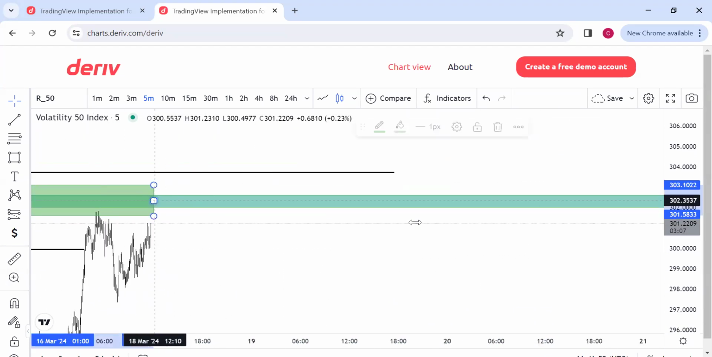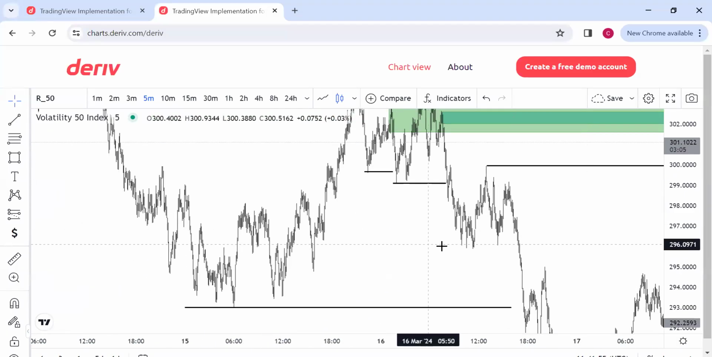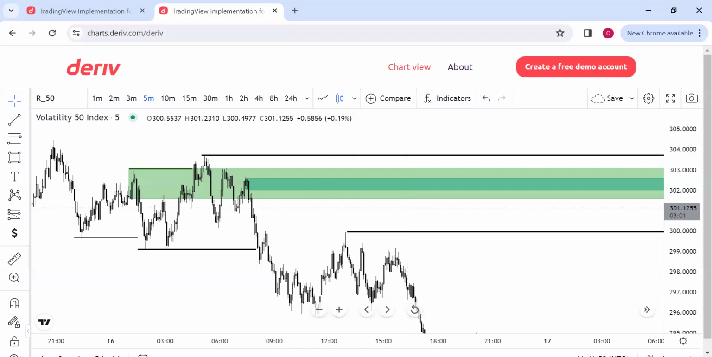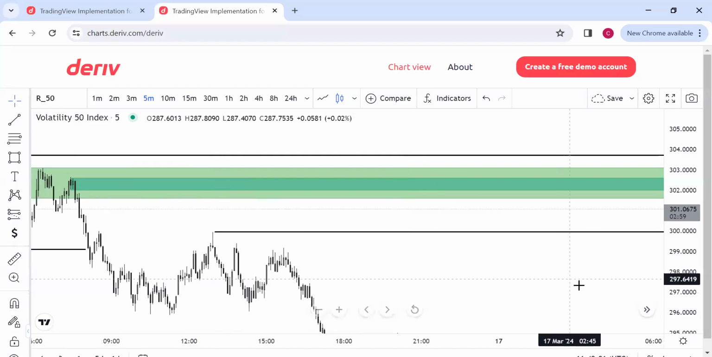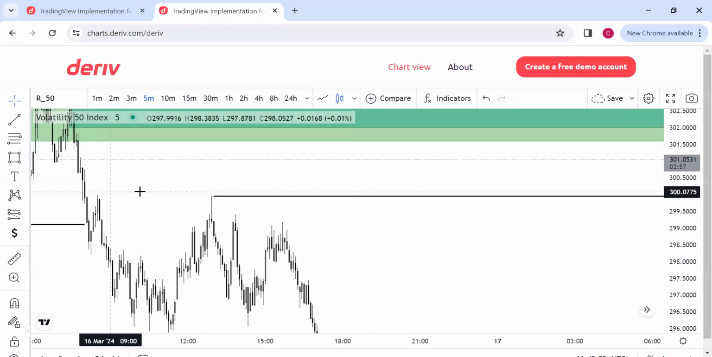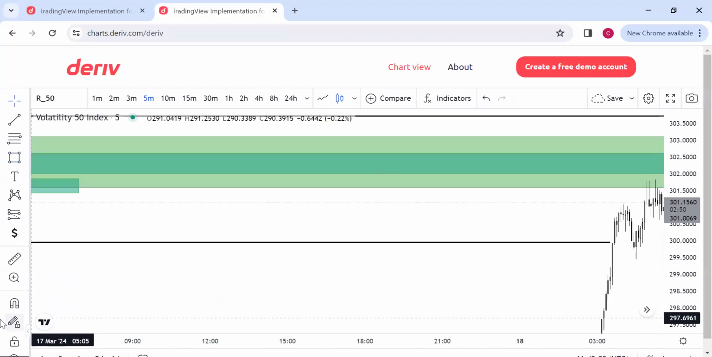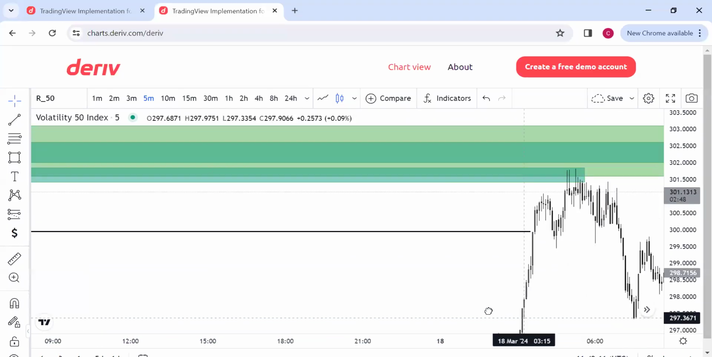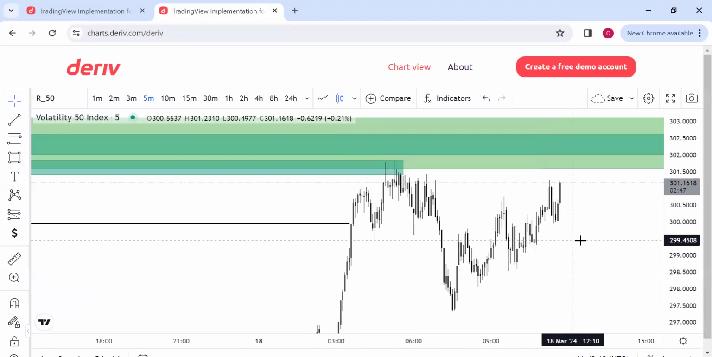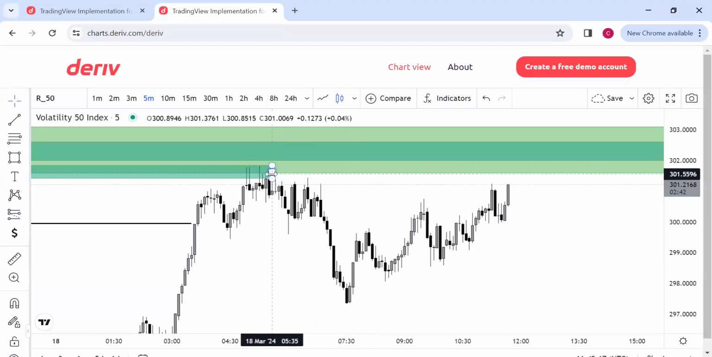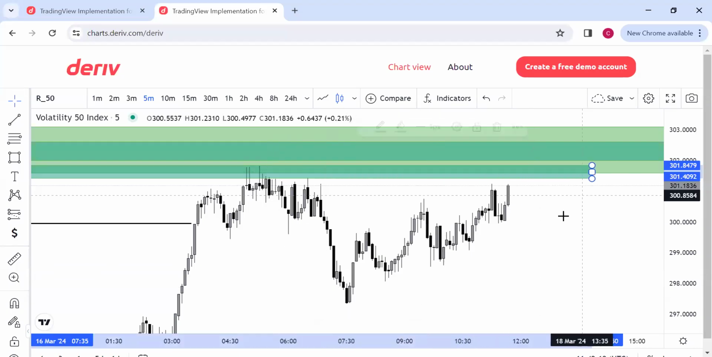I think I'm going to take a sell from here. Okay. We had another supply level here. I think this was the one price started selling from. All right, this was where price started selling from.